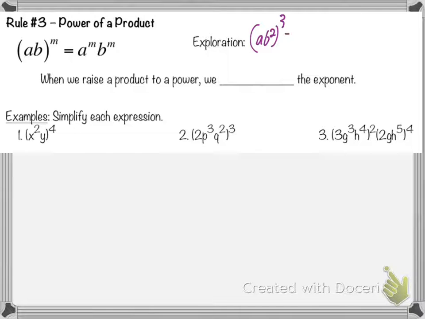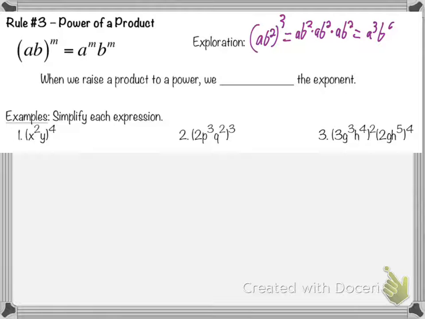So that's telling us we have 3 of what? AB squared. So we have AB squared times AB squared times AB squared. We have 3 of whatever is inside that parenthesis. In this case, it's AB squared, right? Okay. So let's write that out. Well, according to rule number 1, what do we end up doing with all those A's? We get A to the third and B to the 6th. And that ends up being our answer.